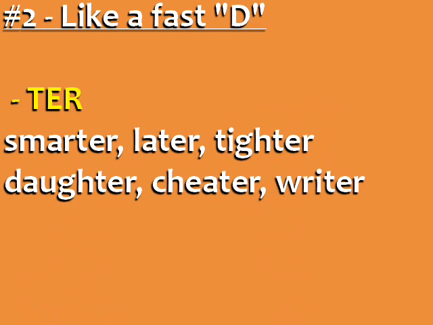Here are some typical cases when the T is pronounced like a fast D, when the word ends in TER, especially in comparative adjectives. Smarter, later, tighter, daughter, cheater, writer.